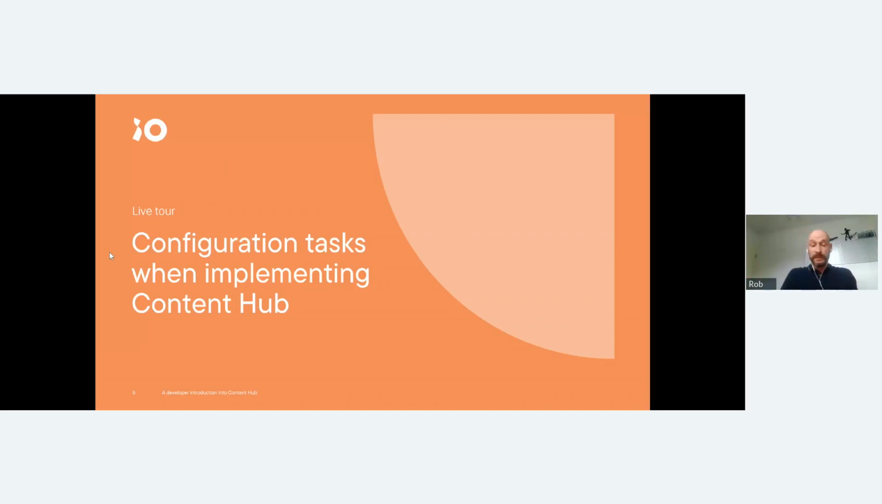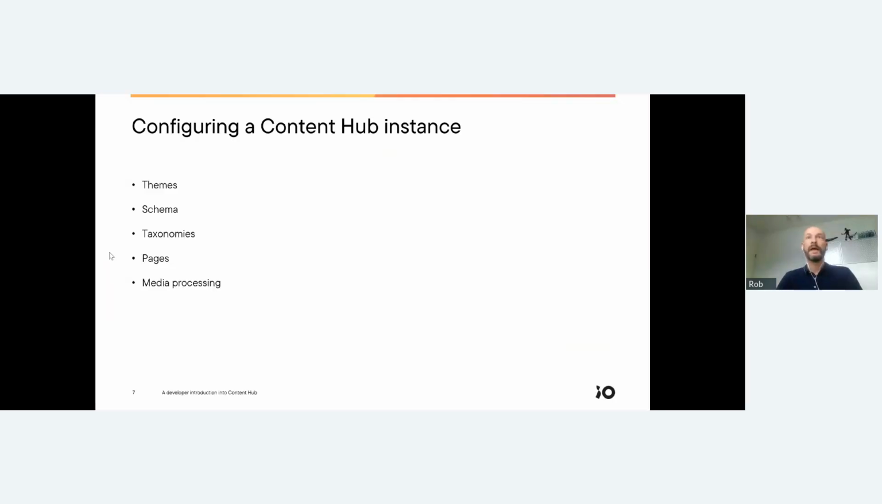But when you set up a new environment, and well, this is my test environment with limited content and stuff, but I can show you some things. You also have some configuration tasks to implement Content Hub exactly how the customer wants it. So you can influence the theme, which is how Content Hub looks. It's completely customizable. You can configure or customize your schema, your taxonomies, but you can even change all the pages that you see.